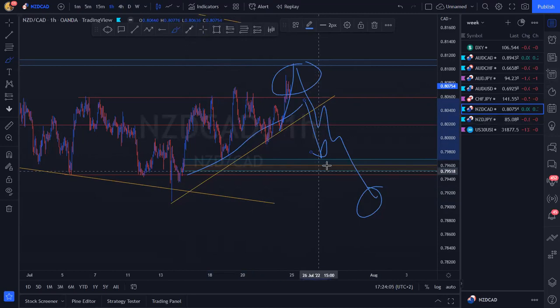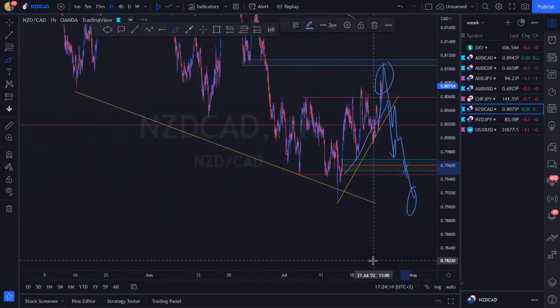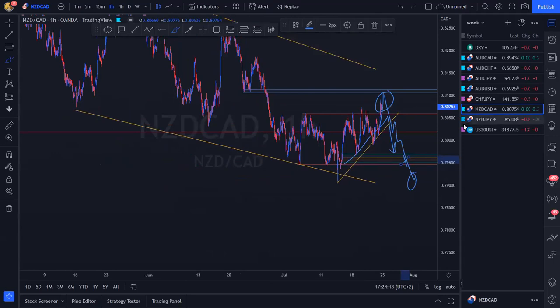Otherwise, New Zealand dollar CAD, if we don't come back to these POIs where we can find opportunities to buy, then I'm just not going to do anything. It's just going to be another one of those weeks where you just sit and do nothing because price action is just not giving you what you're expecting or what you're looking for.